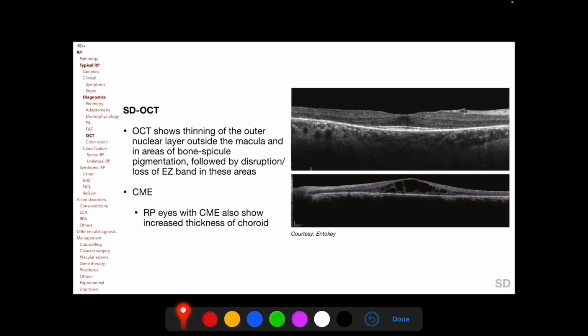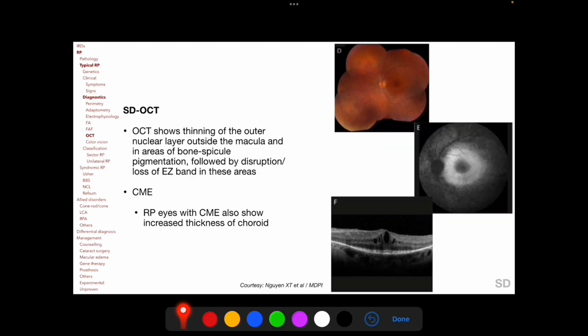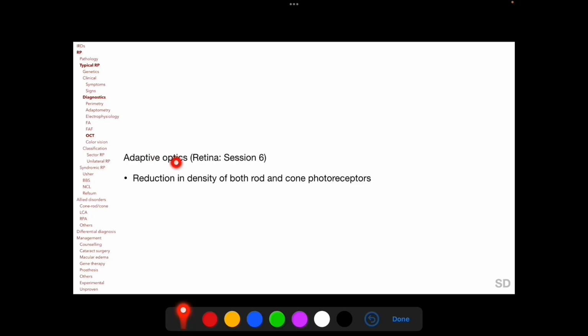Optical coherence tomography can easily pick up cystoid macular edema when it occurs in an eye with retinitis pigmentosa. This color photograph shows a retinitis pigmentosa eye with CME which has been picked up on OCT, and the corresponding fundus autofluorescence image shows zones of hypoautofluorescence corresponding to the CME. And adaptive optics, which we have discussed in session 6 of this section and which can image individual photoreceptors, can demonstrate reduction in density of both rod and cone photoreceptors in an eye with retinitis pigmentosa.